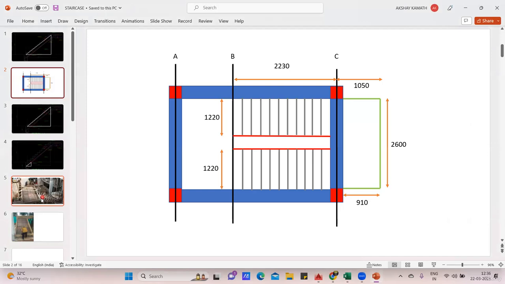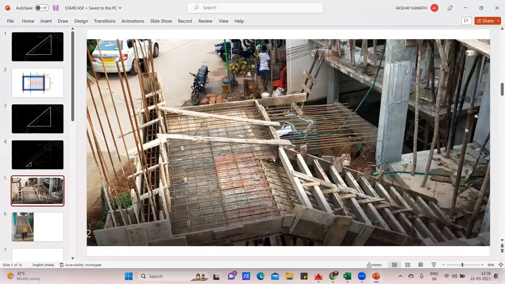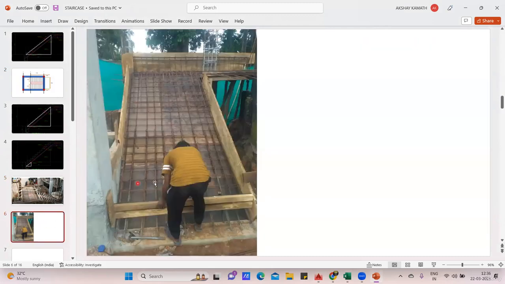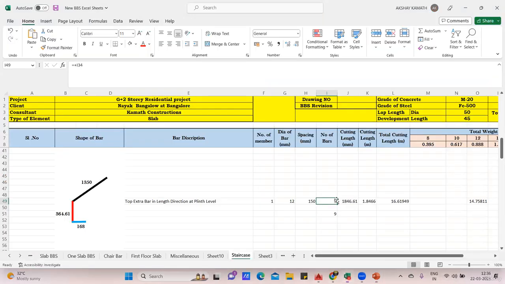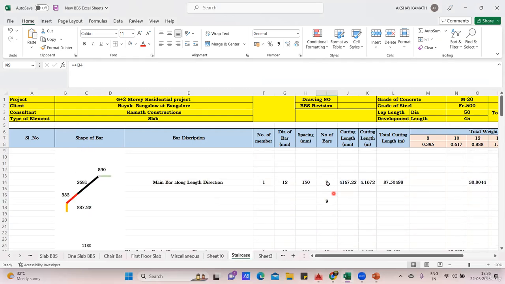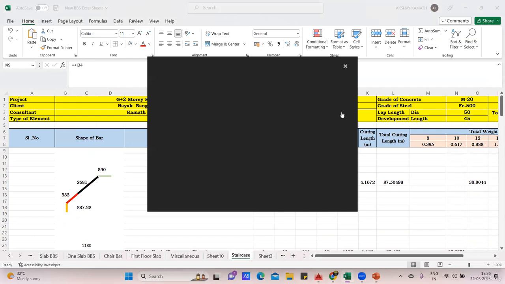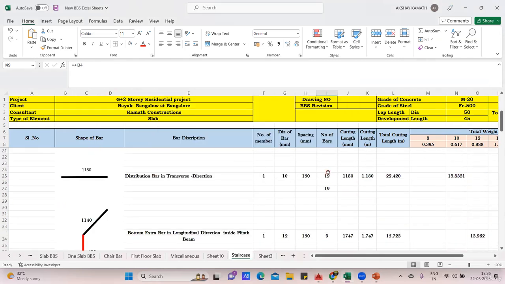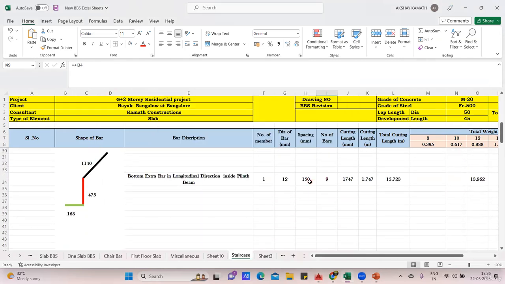This flight, whatever you have, no, this flight. This 1220 minus 1 cover from here, minus 1 cover from here, divide by the spacing, you'll get the number of bar. So again, you can see 9 number of bar has come. Got it, no? So here also 9 you had got. This top also you had got 9. So everywhere, if you find one number of bar in the longitudinal direction, all the longitudinal direction extra bar will also be same number, unless the spacing is same. So here spacing is 150, so it is coming out to be 9.